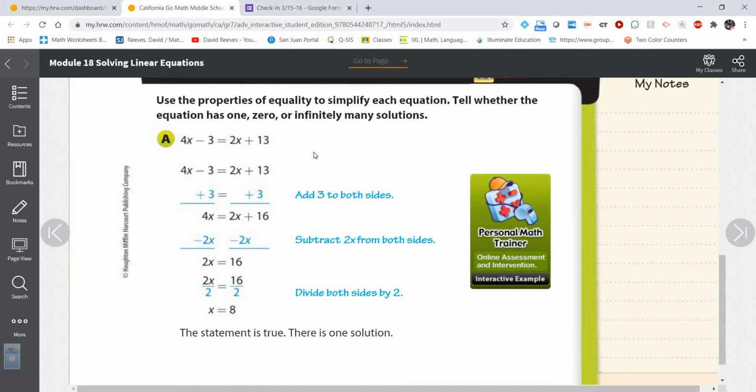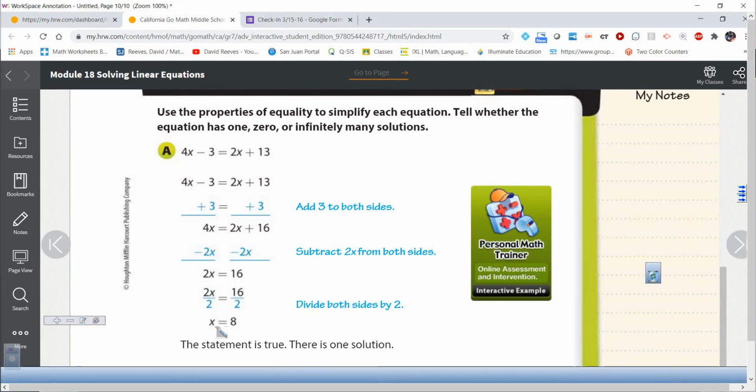Now, if I were doing this problem, the first thing I would have done was subtract 2x from both sides. But they chose to add 3 to both sides, which is perfectly fine. And then they got 4x equals 2x plus 16. Then they subtracted the variable term with the smaller coefficient from both sides. They got 2x equals 16, and then they got x equals 8.